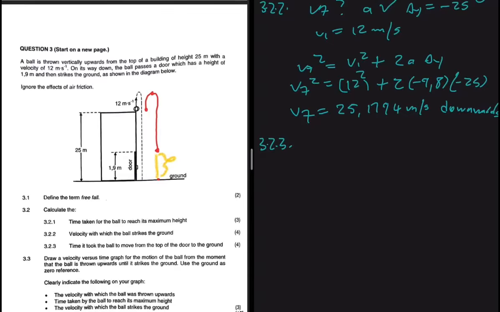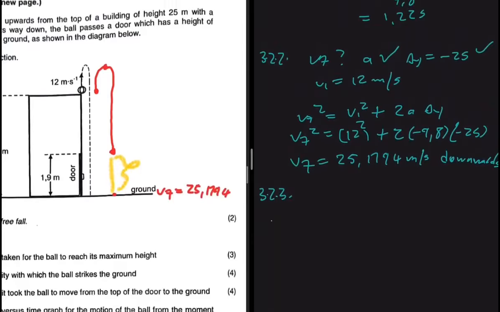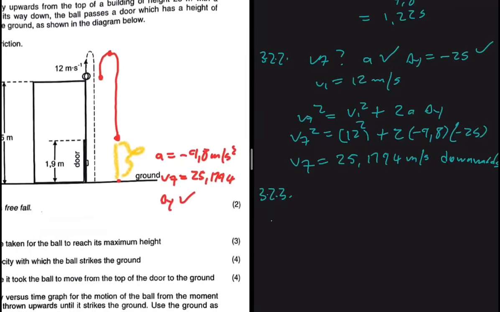So now let's fill in the information we have and see how we can solve this problem. Here we have a VF, which is equal to 25.1794, right? And then we also know the acceleration. The acceleration is obviously minus 9.8 meters per second squared. And then we have delta y. We know the height of the door is 1.9 meters. So we have delta y, and then what are we looking for? We're looking for the time it takes, so we're looking for delta t.